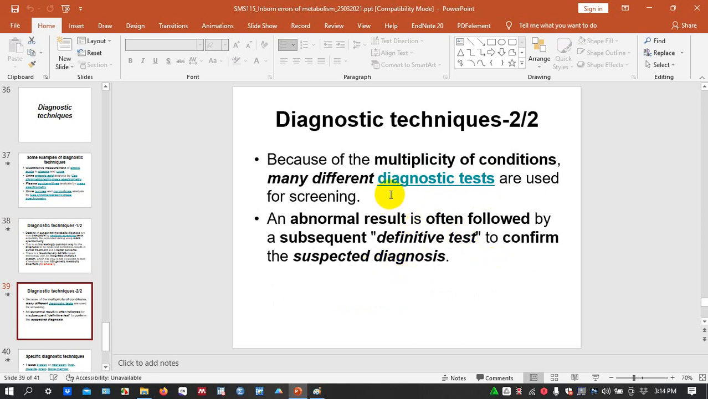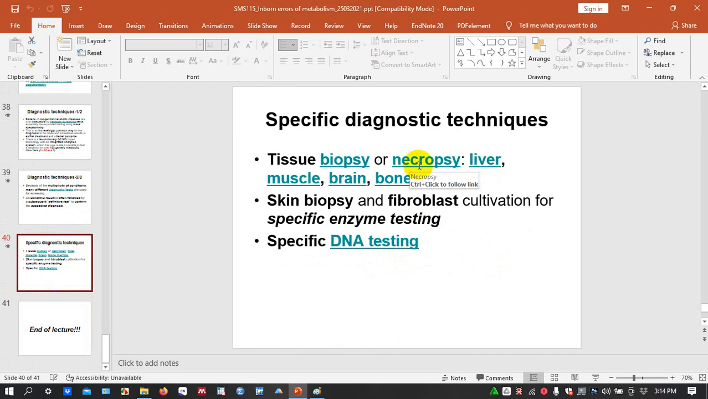Meaning that when you test and you get an abnormal result, you have to do a higher test to get the actual results. Tissue biopsy or autopsy; necropsy is the same as autopsy. Biopsy is when you want to study a tissue, you take a small section of the tissue. In the human being, you use a core biopsy needle to take a small section of whichever tissue, like the liver, the muscle, the brain, the bone marrow, and do what you call histopathology to find the diseases associated with those tissues.